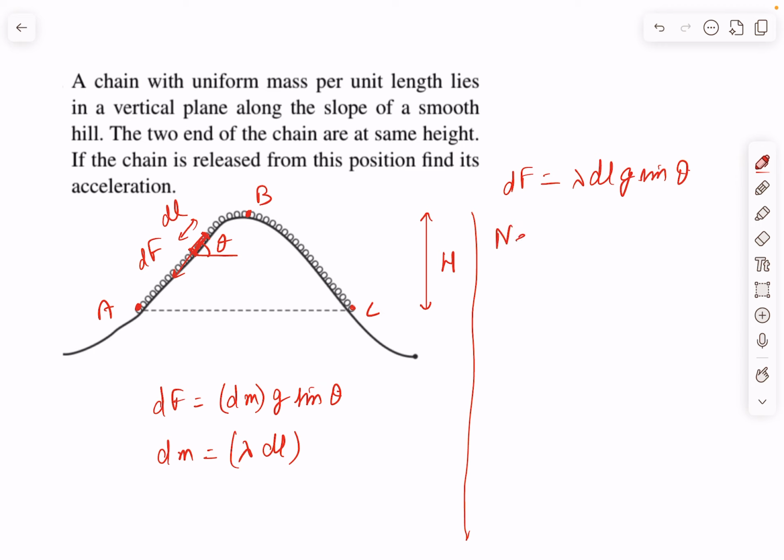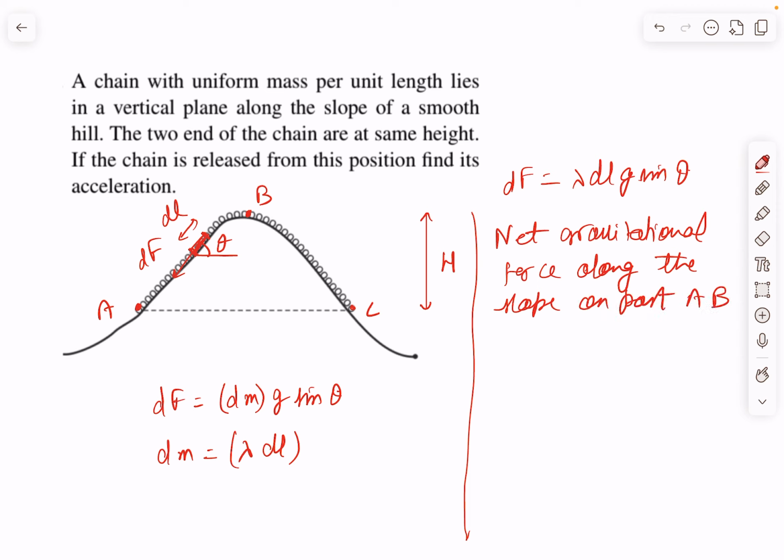So net gravitational force along the slope on part AB will be integration of lambda dl g sine theta. Since lambda is a constant, in fact g is also a constant, and theta will vary for different positions of dl. So we can bring out lambda and g outside, and then we will get dl sine theta integration.